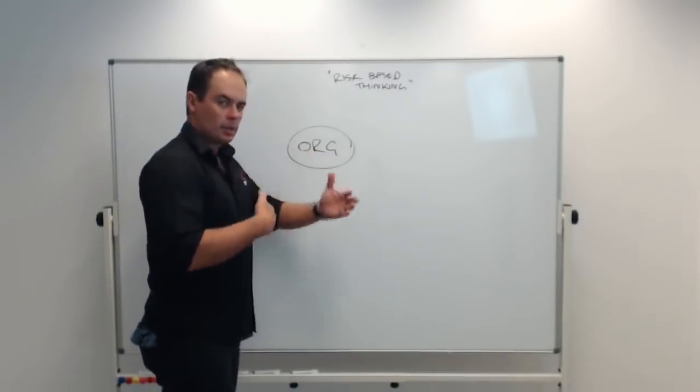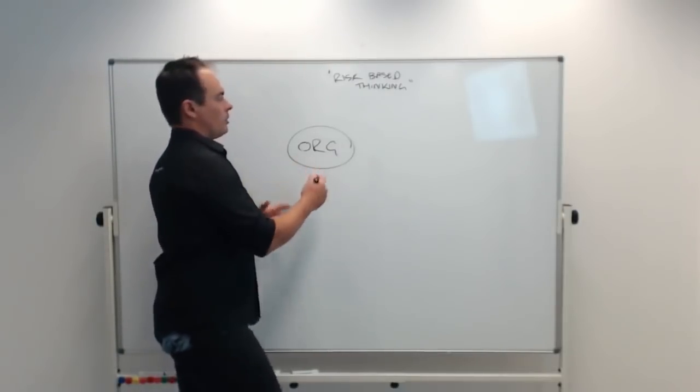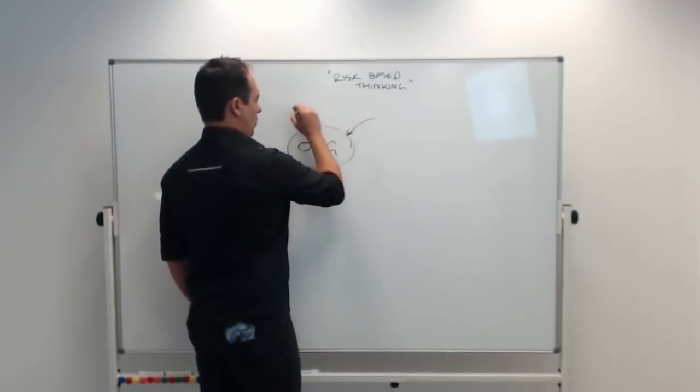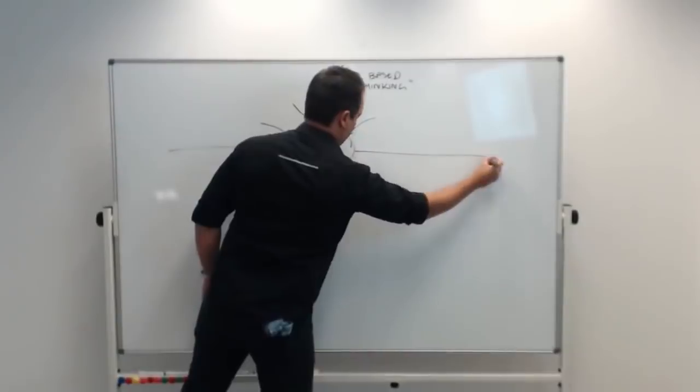So there are some steps that I'll quickly move through, and then we'll talk about how we start to present that. But we've got to think about the organisation, and we've got to think about all the things that are coming into the organisation. I'm just going to draw a horizon line here.